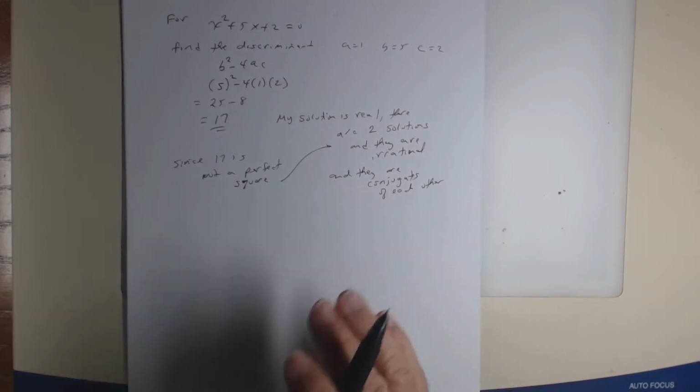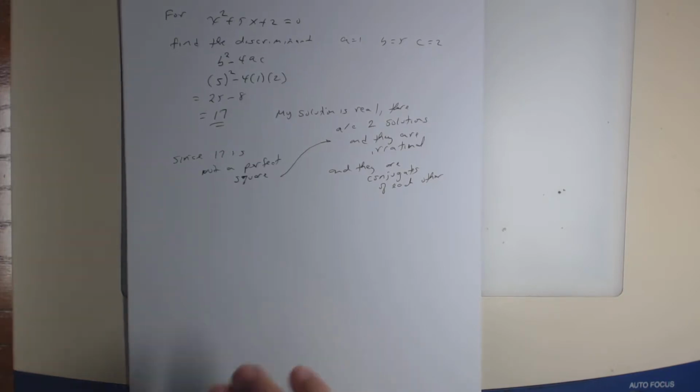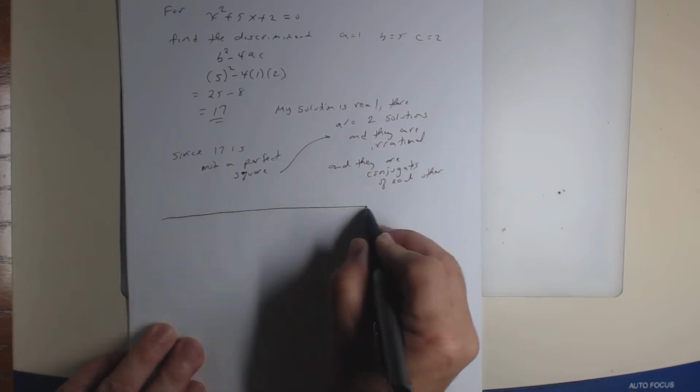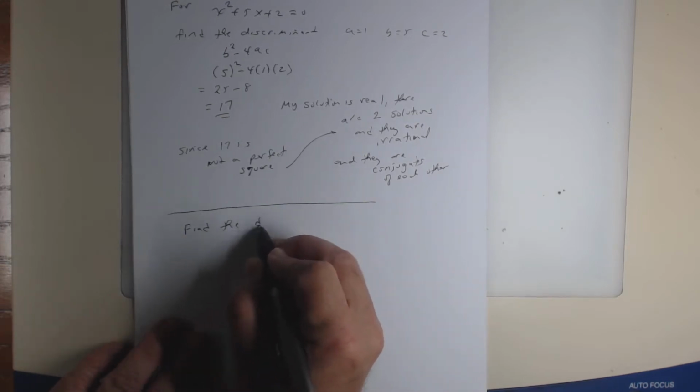All right, and they are conjugates of each other. Okay. Now, okay, let's look at this one. Suppose we had... find the discriminant.